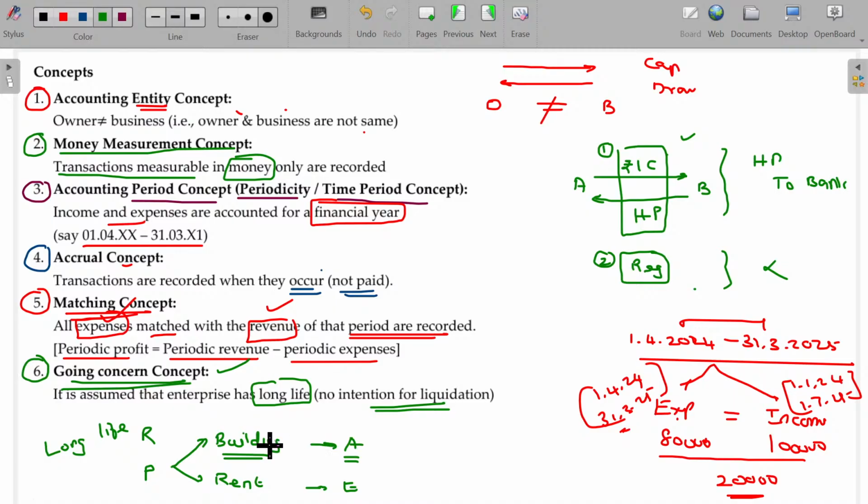One is this building will be useful for the company for more than 1 year. Not only that, the business should exist for more than 1 year. Two conditions: assets should give the benefit for more than 1 year, and the business should live for more than 1 year. On satisfaction of these two conditions, that payment will be considered as your asset. Clear?